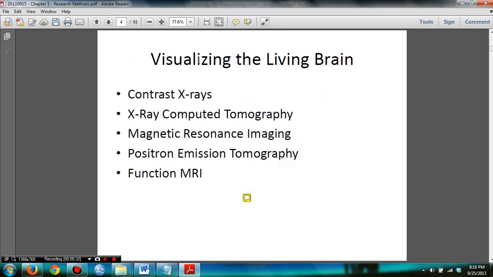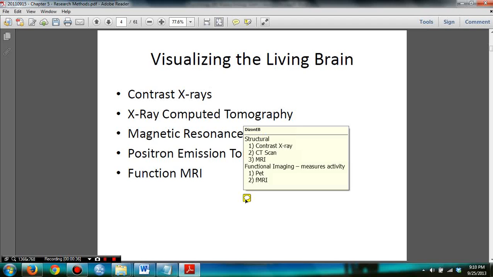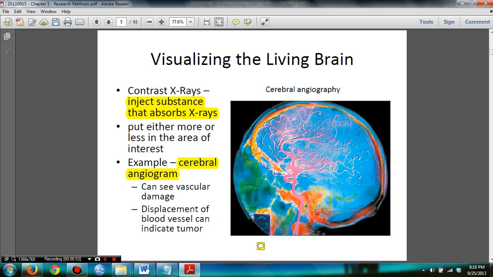So here are the examples of the imaging techniques. For the structural brain imaging techniques, we have contrast X-rays, CT scans, and MRIs. For functional imaging, we have PET scans and fMRIs. Keep in mind that functional imaging measures activity. So you need to know contrast X-rays, its method, and an example, and I've highlighted it on the slide.